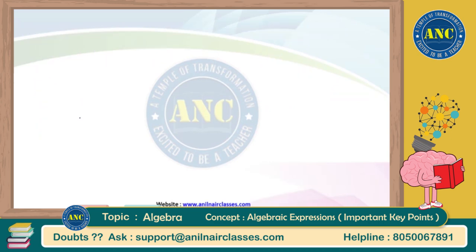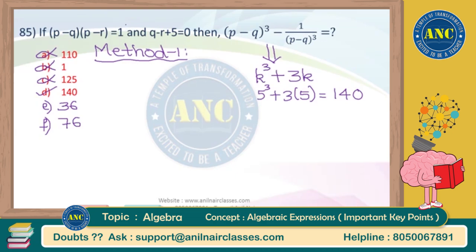So I will switch to multiple different methods. I will teach you another 1 or 2 methods extra also, so you can decide which method you are comfortable with. Method 2. Listen to this very carefully, sir. Now, whatever they are asking you in the question is (P minus Q) whole cube minus 1 divided by (P minus Q) whole cube. That is what they are asking you in the question.